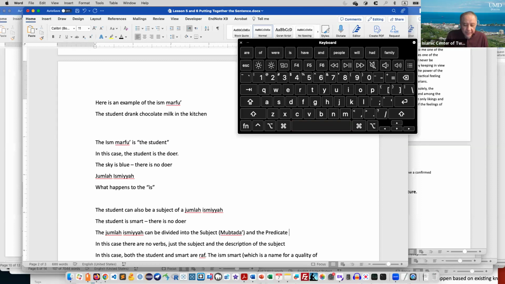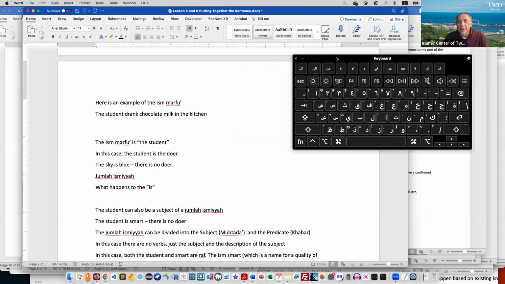So the predicate is also called, in Arabic, the khabar. Okay, it's called the khabar. So let's go ahead and translate. Let's see if you guys can put a little Arabic into here. So go ahead and change your computer to Arabic keyboard now.